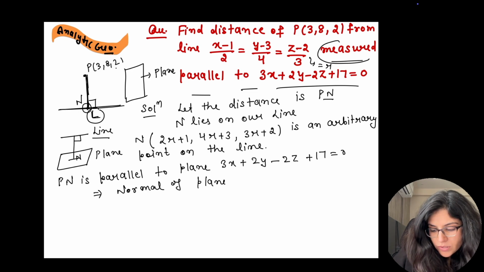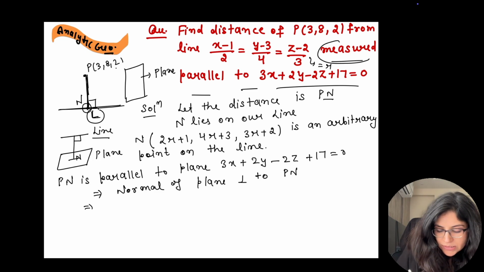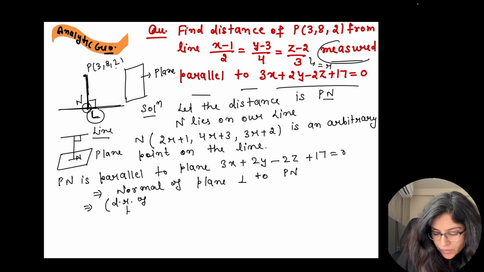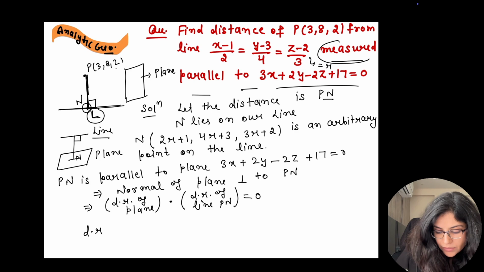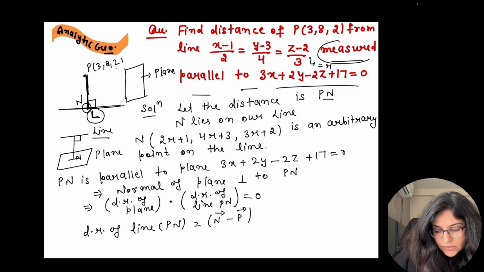is perpendicular to Pn. So it implies the dot product of direction ratios of the plane with direction ratios of the line Pn is equal to 0. Now you can find the direction ratios of line Pn. The end points are given to us, so it is vector n minus vector p. It is as simple as that.